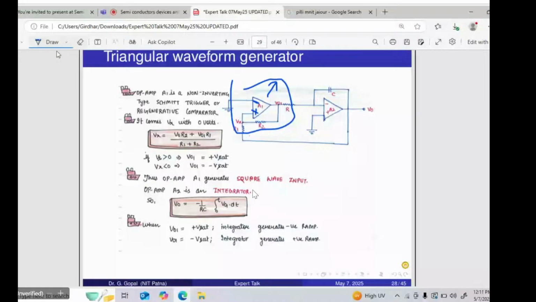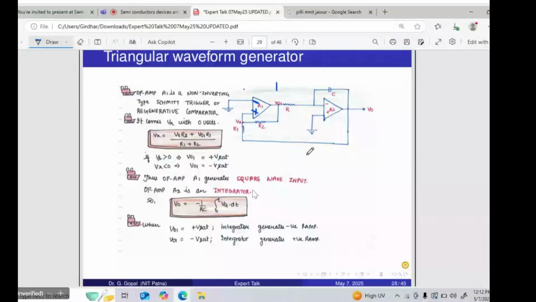Now you have to generate the triangular wave. What is the concept here? The concept is that if you integrate the square waveform, it will form a ramp signal. Meaning you are integrating a square signal, it will generate a ramp signal, right? And a collection of the ramp signals will form a triangular wave. So you have to understand this thing.